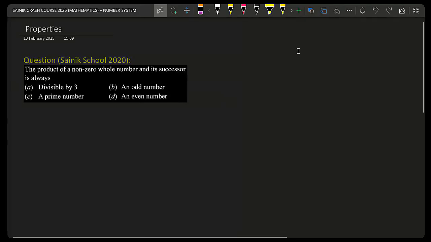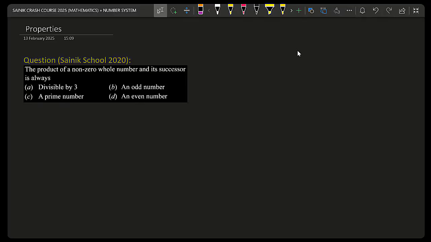The product of a non-zero whole number and its successor. Surya, can you answer this question? Sir, is it option D? You said even number. Okay. No, sir, odd number. Odd number you're saying. Okay.